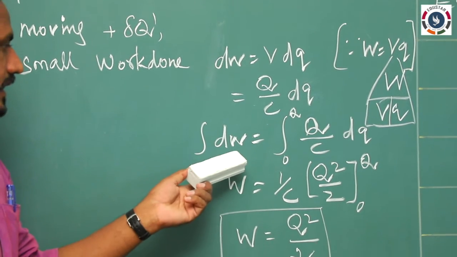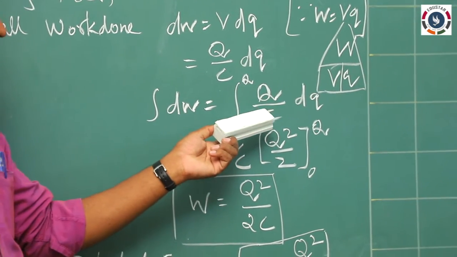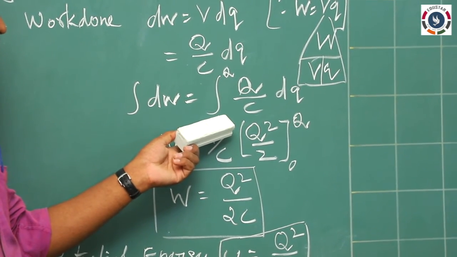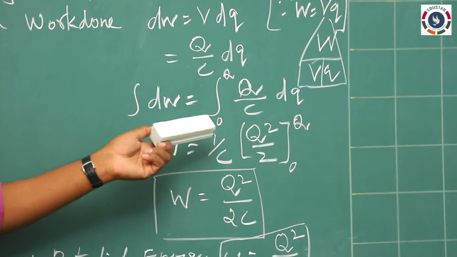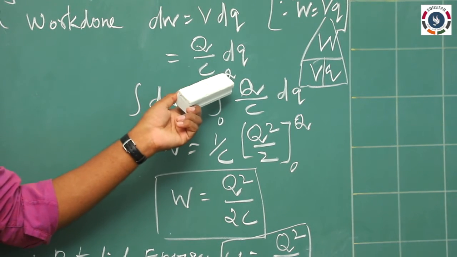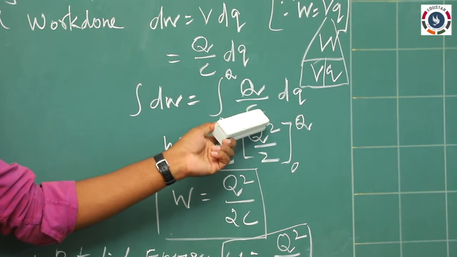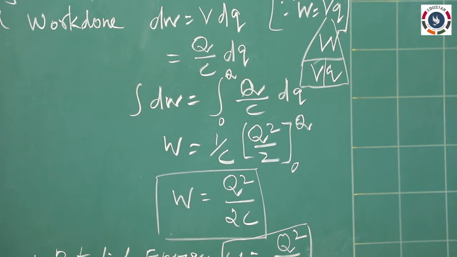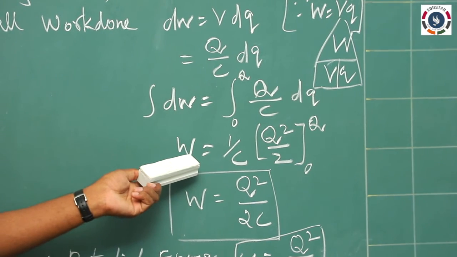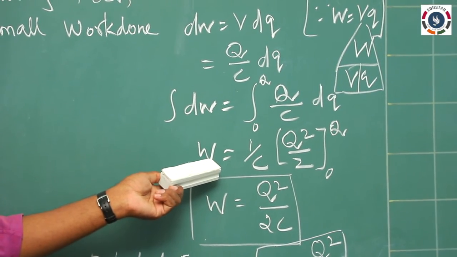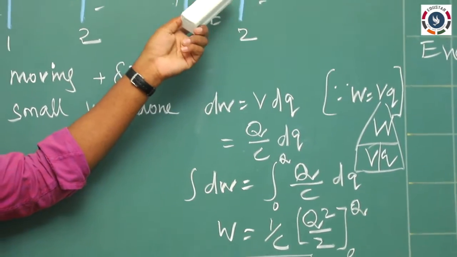So, integral dW equal to integrate from the initial point, which is 0 charge, and we finally make Q charge on the plates. So, integral 0 to Q, substituting this value Q by C into dQ. So, integrating the dW we get W, the total work done to move all charges and make the plates Q and minus Q.